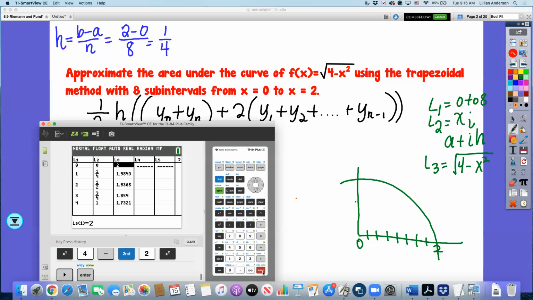Y sub 0 is 2. Y sub 1 is 1.9843. Y sub 2, 1.9365. Y sub 3, and so on and so forth. Those are the values that go into your formula.